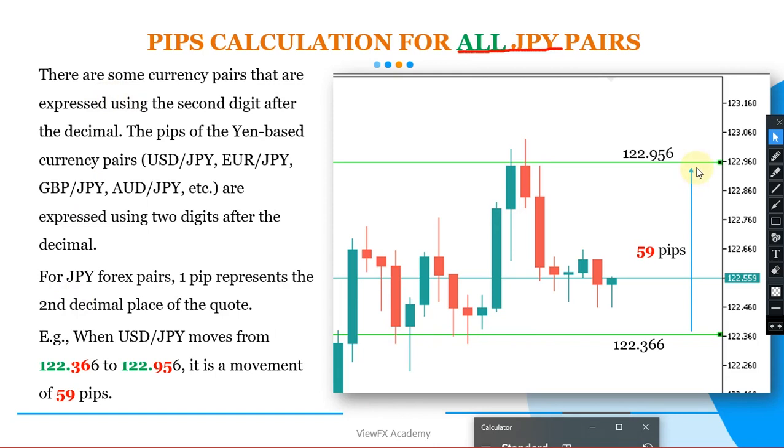And if you come to this place, you say JPY pairs, they say that there are some currency pairs that are expressed using the second digit after the decimal point. And those currency pairs are all JPY pairs. For example, the pips of the yen based currencies such as USD JPY, Euro JPY, Great Britain JPY, Australian dollar JPY, any pair with JPY, this is how you express them. So in this case now, if this moves from here to this, it's a movement of 55 pips. We ignore the last digit. And that is how to calculate pips for all JPY pairs.